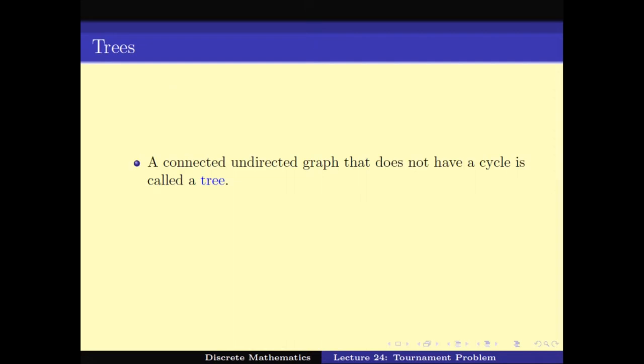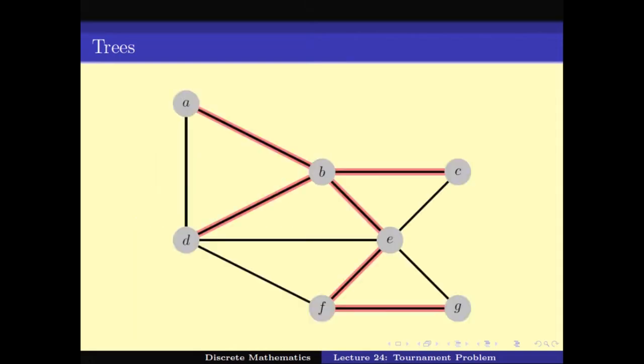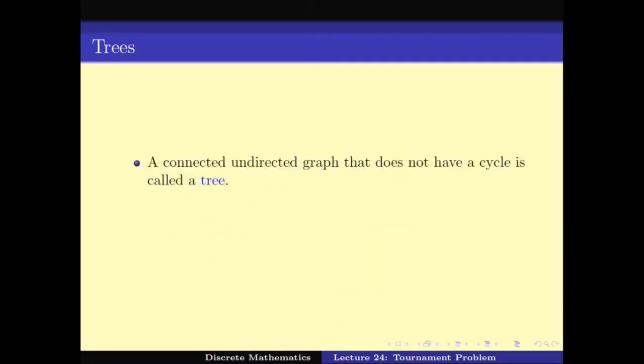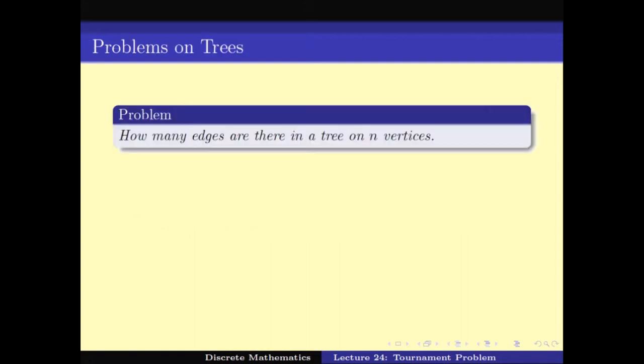So a connected undirected graph that doesn't have a cycle is called a tree. A tree that touches every vertex is called a spanning tree, just like in this case. If the original graph is this whole graph, and if the red edges form a tree, note that it touches every vertex in this graph. So this is a spanning tree. Now there are a few problems that I would like you guys to think about. We'll come back again next week to solve many of the problems. First of all, how many edges are there in a tree on n vertices? Can you give me a number?